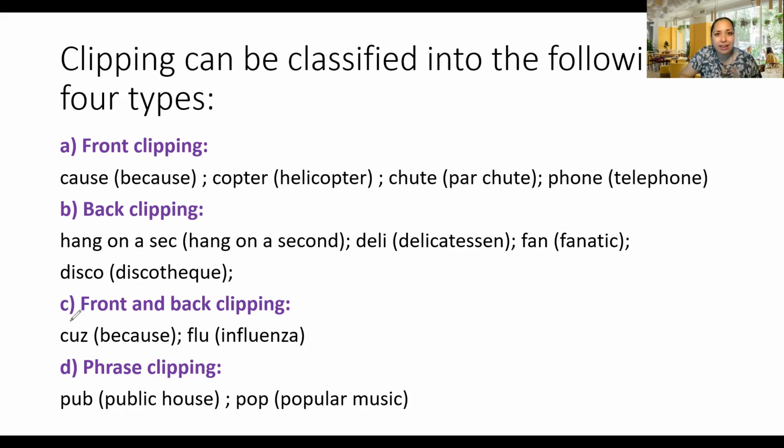Front and back clipping. This becomes a little more interesting because it has the combination of A and B. And now it's a little different, like cost and flu. So what does it mean? It cuts the beginning and the end of the word and it keeps the middle part. So like the example here, because, you can take a look at the front clipping when you use cause. And here it's only using this little part in between.